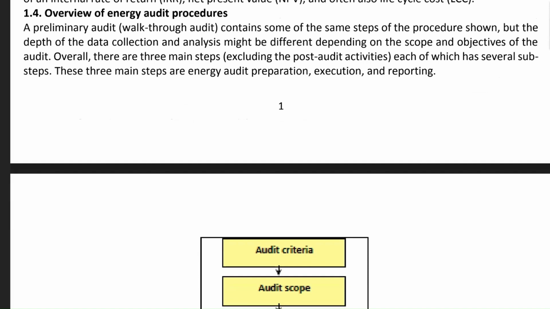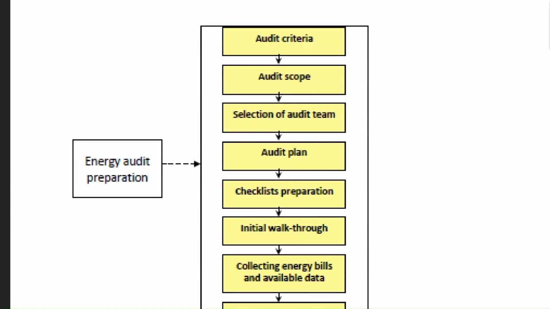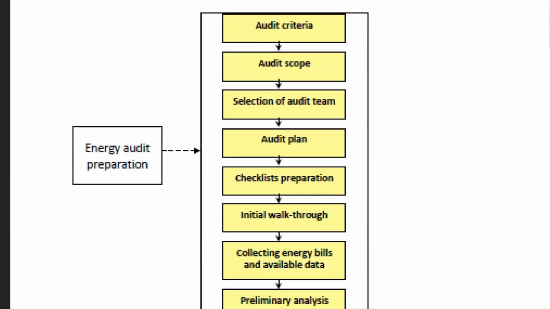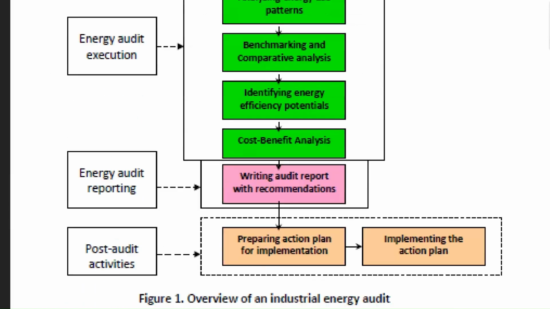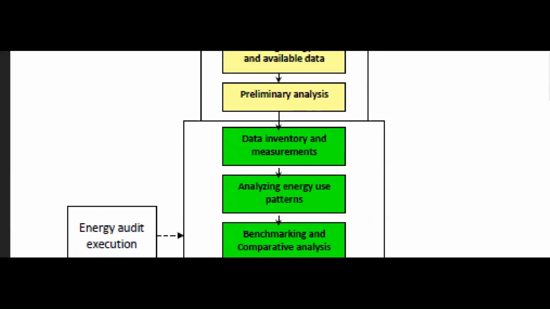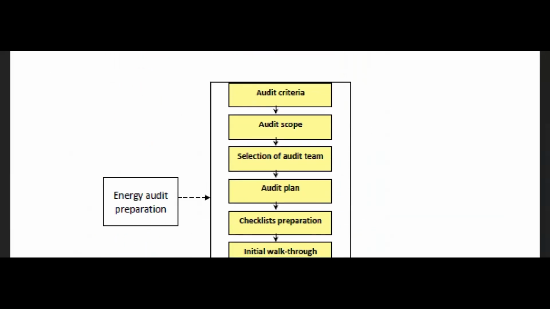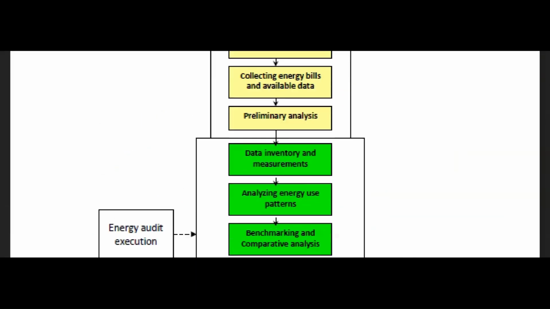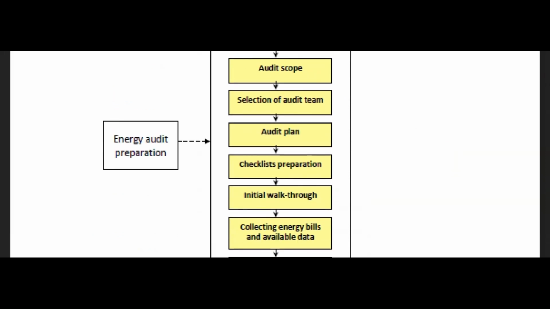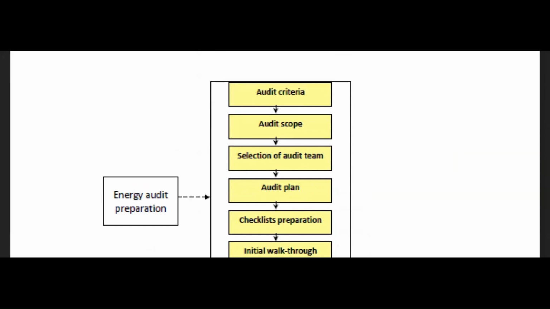Okay, now we will take the overview of the energy audit procedures. There are three main steps involved in energy auditing. First is the audit preparation, second is the execution, and third is the reporting. Okay, so this is the flow chart which is describing various blocks. So this overview is being described here as a block diagram.